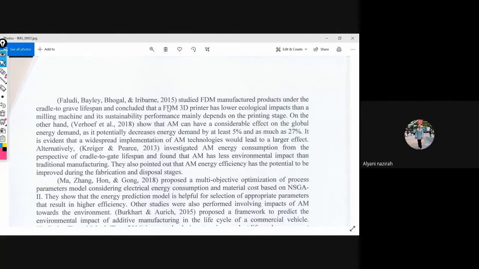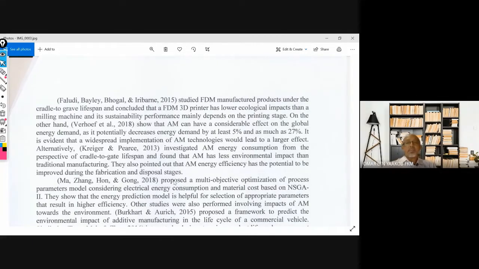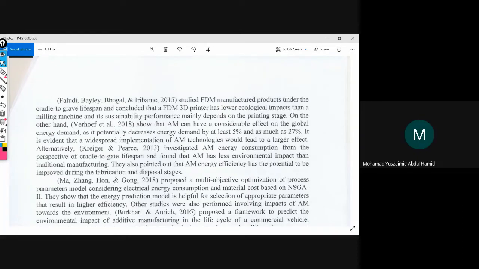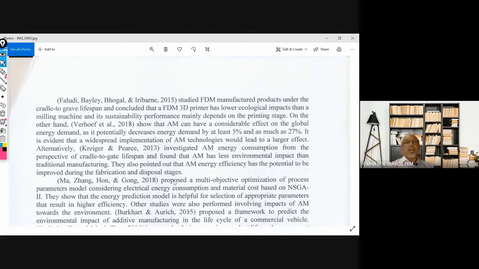Okay, thank you. Okay, what's the problem with this one? Anybody can pick up what's the problem with this? The citation. Model 4. Yeah, so the bracket should be where? Should be here.